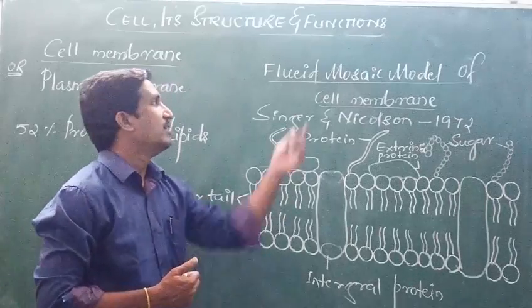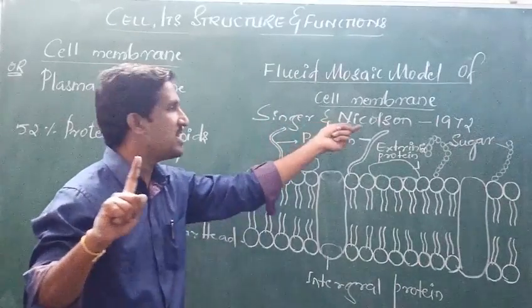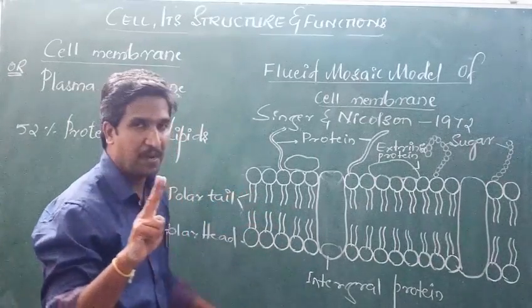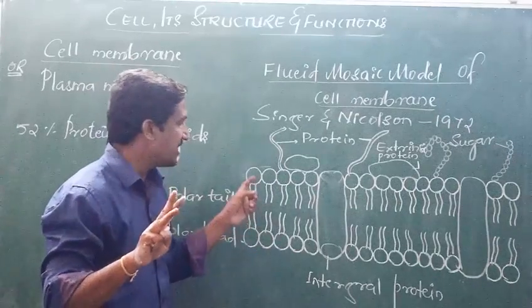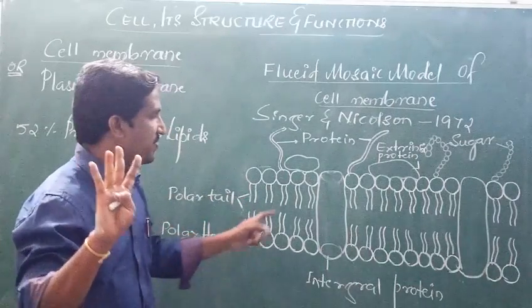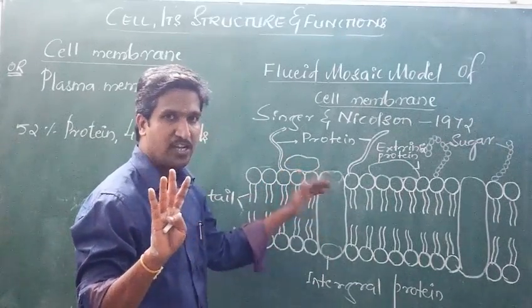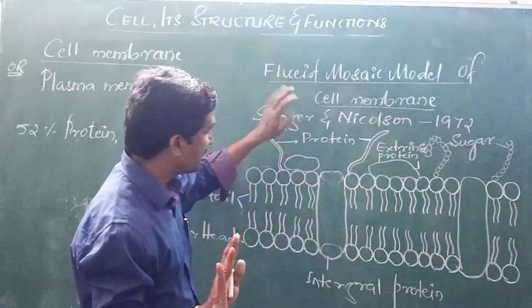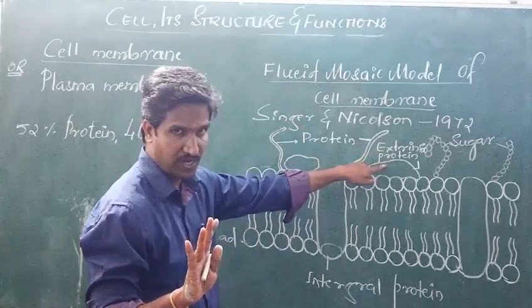Let me tell you that the fluid mosaic model of a plasma membrane was discovered by the scientists Singer and Nicholson in the year 1972. Point number one. Point number two, the plasma membrane is made up of two lipid layers called a bilipid layer. Point number three, the lipid layer consists of a polar head as well as a polar tail. Point number four, there is an integral protein which is attached to both borders of the polar head. Point number five, here and there is a protein present outside of the membrane attached to the lipid, called an extrinsic protein.